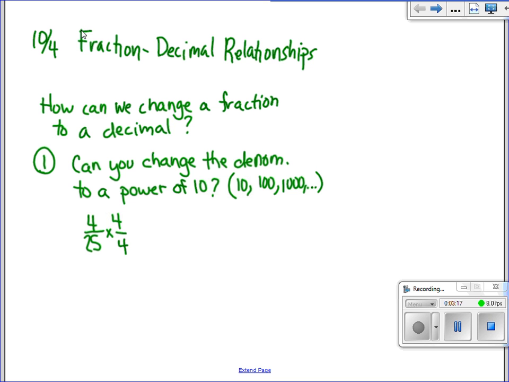This is just really important for your number sense, like why can we do this? Well, what is 4 over 4, Liam? What's 4 over 4 equal to? 1. So we're basically multiplying this number by 1. Does that change its value? No. No, that's why we can do it. It's the same number, just dressed a little differently.